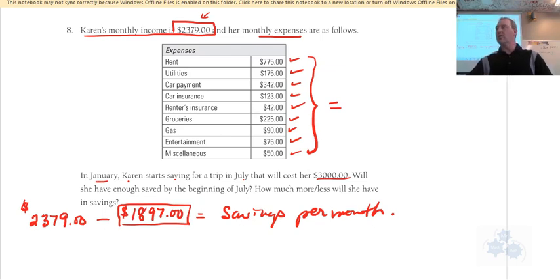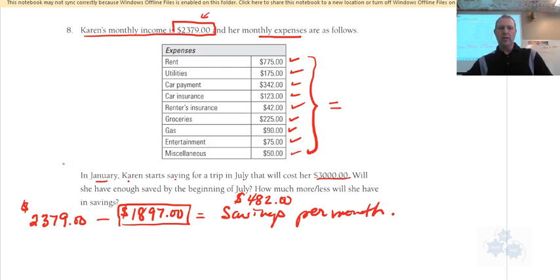Okay, so we do that subtraction and we get that savings per month. And so what is that? That number is $482 of savings per month. Okay, so that's our first step. We need to know how much that she has the ability to save each month.